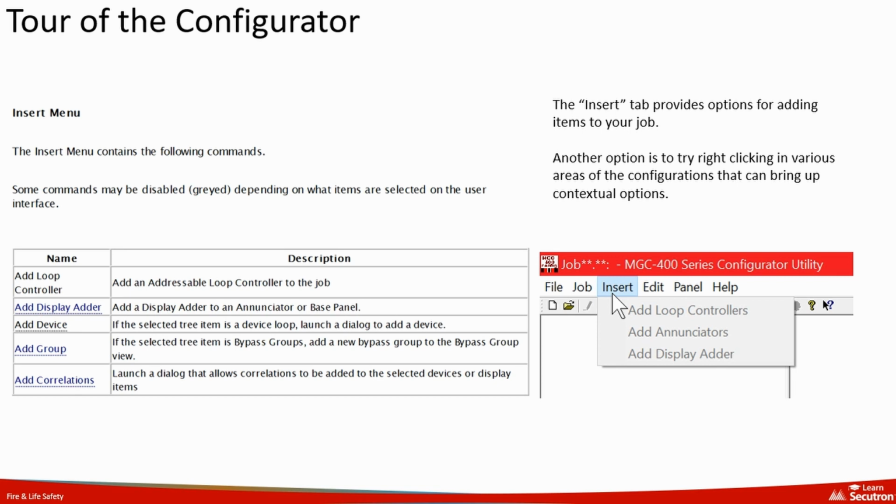The Insert menu allows users to add various components to the fire alarm system configuration job. Options include adding loop controllers, display adders, devices, groups, and correlations. Some commands may be unavailable depending on the context within the user interface. For additional contextual options, right-clicking in different areas of the configuration is suggested, as this can bring up more direct options for the selected item.